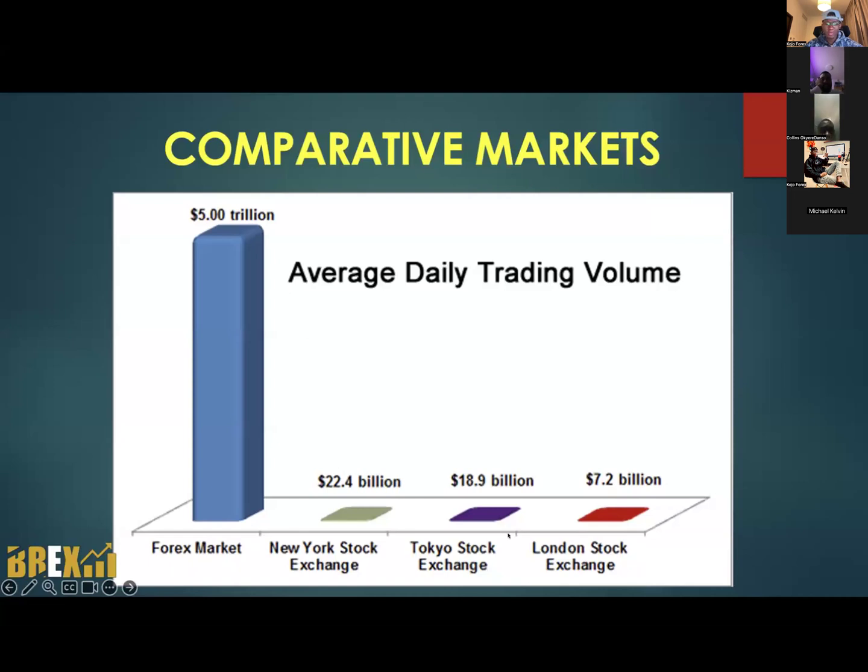Now look at the ones that compare to it. We have the stock market, which is 22 billion, which is the New York Stock Exchange. We have the Tokyo Stock Exchange, 18.9 billion, and then the London Stock Exchange. You can see the forex market immensely dwarfs all of these other markets. So as traders, once you come to understand this type of metrics, then you want to play with the big boys, and playing with the big boys means learning more about trading the forex market than meddling with the stocks, right?